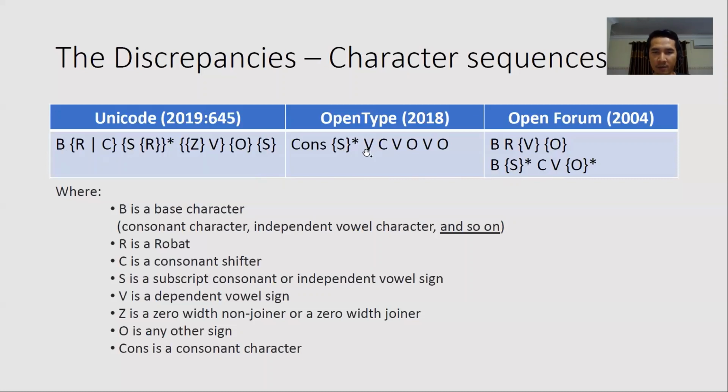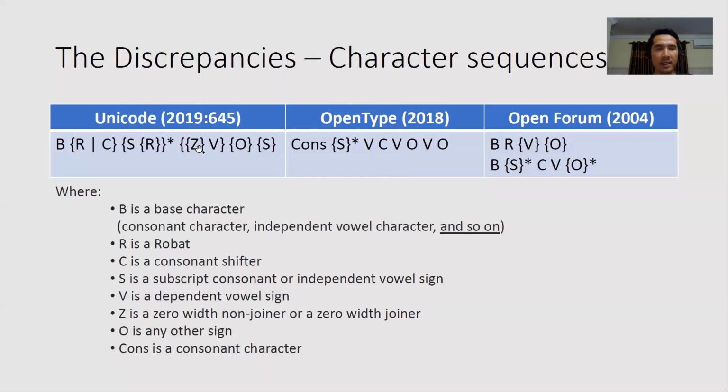OpenType went a little bit more extreme by putting the vowel before the consonant shifter. This might be because they have something that they call the pre-vowel, so that is put before the consonant shifter. And this might be the post vowel that they have, or the above and below vowel as well. But I just put this representation here so that we can get the general idea.